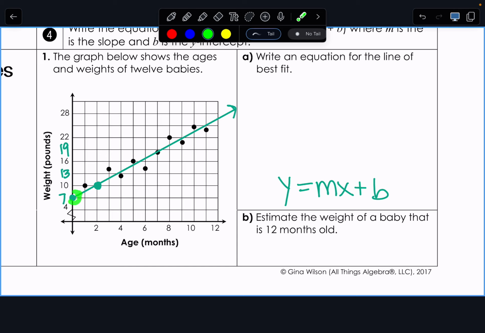What is our b? 7. Okay, our y-intercept, b equals 7. That's why we use that point to make it easier.